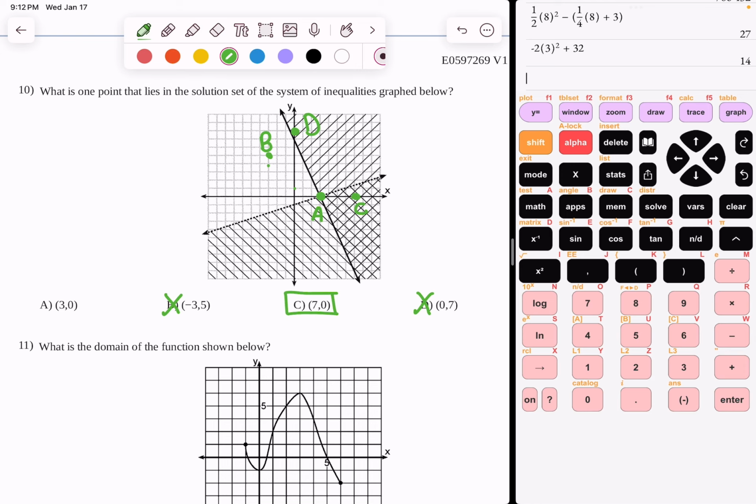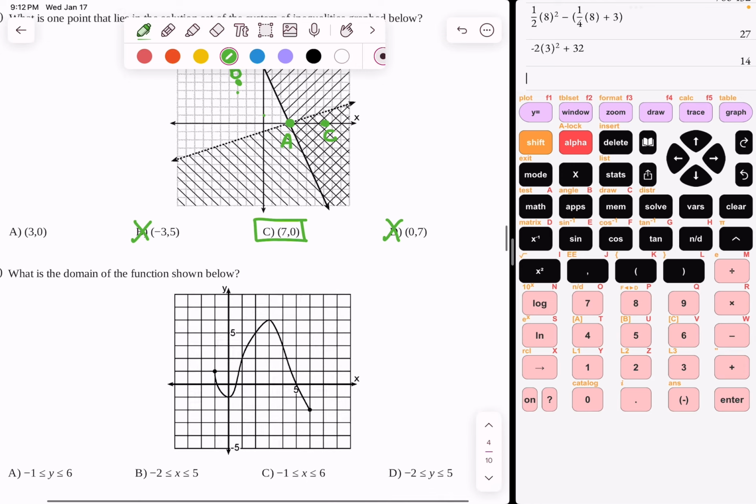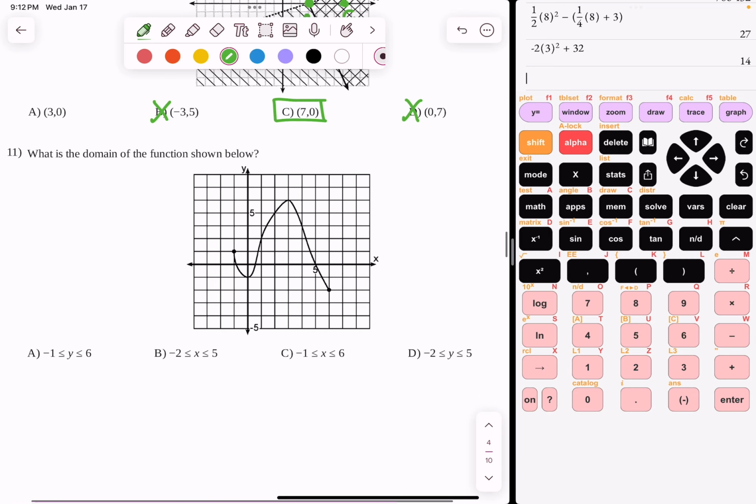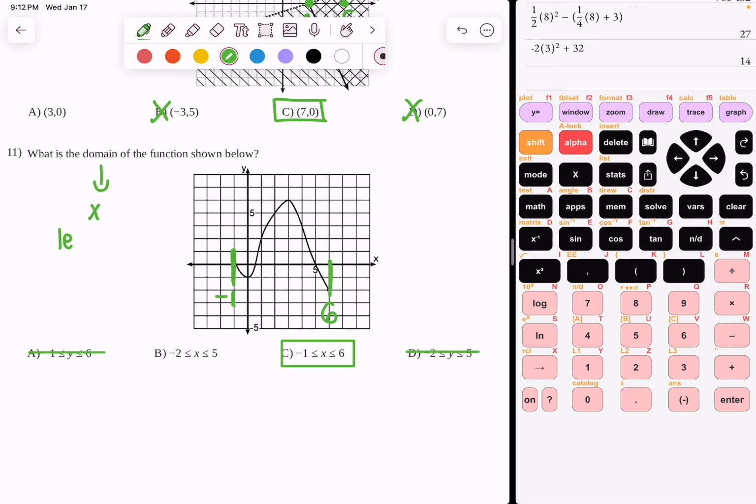All right. Let's look at number 11. What is the domain of the function shown below? Let's look at what number we start with. We start over here at negative 1, and we end over here at 6. And domain means x, so I'm going to get rid of anything that's y. And we go from negative 1 to 6. Perfect, because remember, domain means x, which means from the left to the right. There was no arrows here, so that's why we didn't have any infinities.